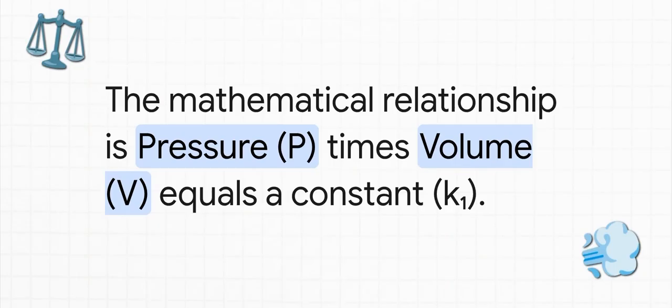And you know what? The math for this is beautifully simple. It's just pressure times volume equals some constant number. We'll just call it K for now. This P times V relationship is our very first building block. Solid. Let's get the next one.